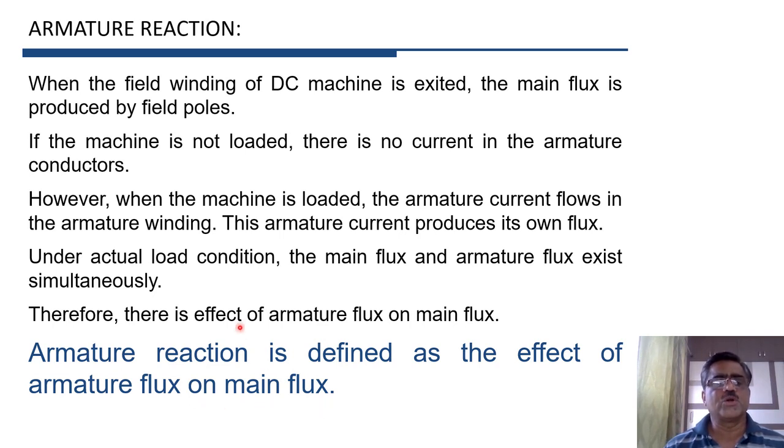If the machine is not loaded, then armature current is 0 and armature flux is also equal to 0. Then there will not be any armature reaction. But when the machine is loaded, there are two fluxes: main flux and armature flux. And the effect of armature flux on main flux is called armature reaction.